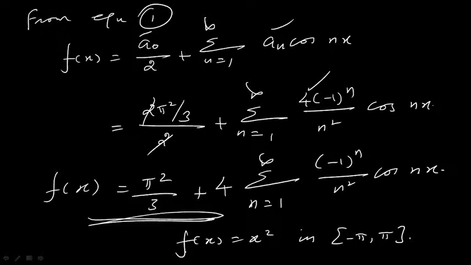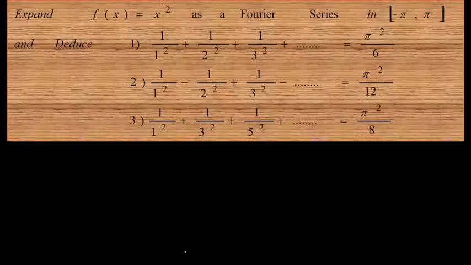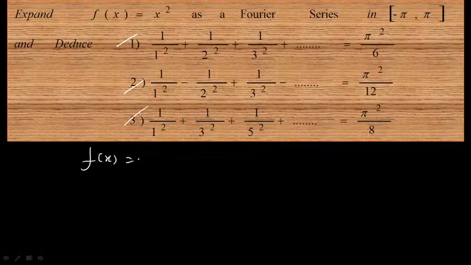After that we move on to the deduction part. We have to deduce 3 types of series from this. Let me show you the question once again. This was the given question. So you have to deduce 3 different types of series from this. So what is the given, and what is the series we have deduced? Let me write it once again.